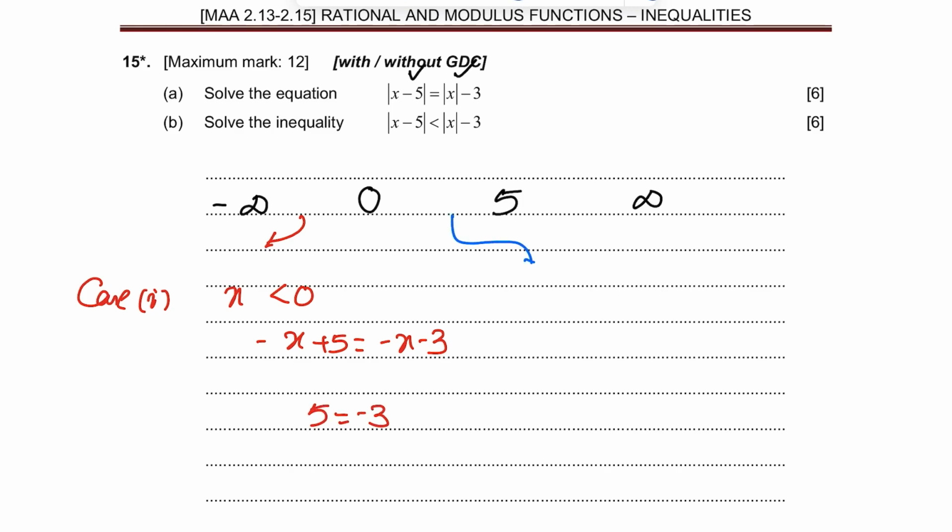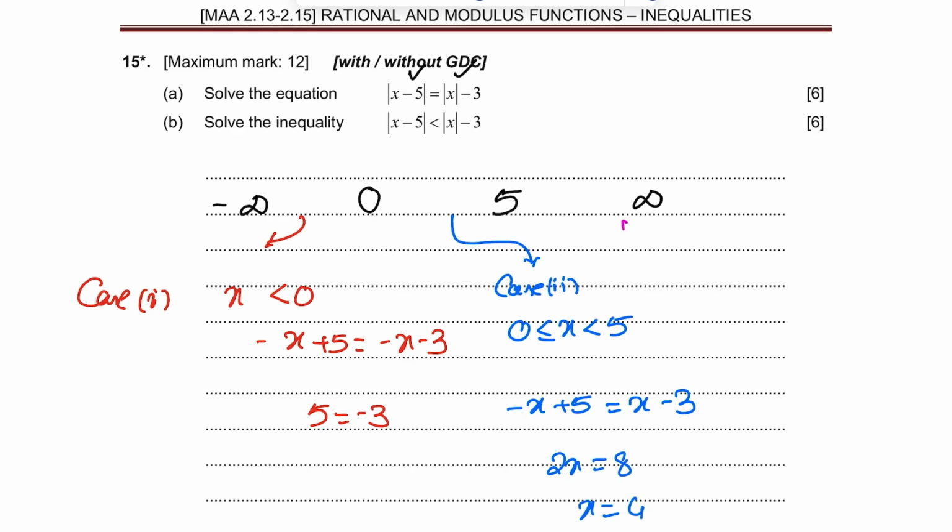Now I take case 2. What is case 2? In case 2, x lies between 0 to 5. Again, x minus 5 will become negative, so negative x plus 5, and for x between 0 and 5 the absolute value of x will become a positive x minus 3. So what do I get from there? 2x equals 8, x equals 4.